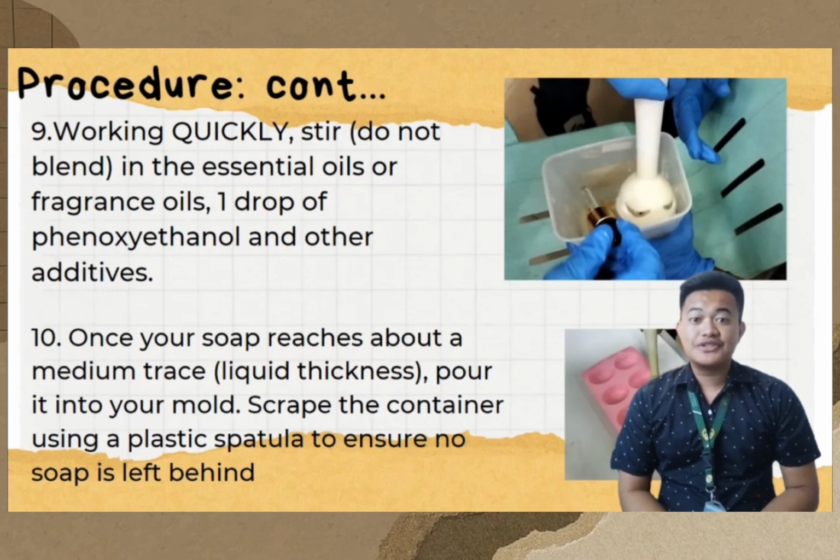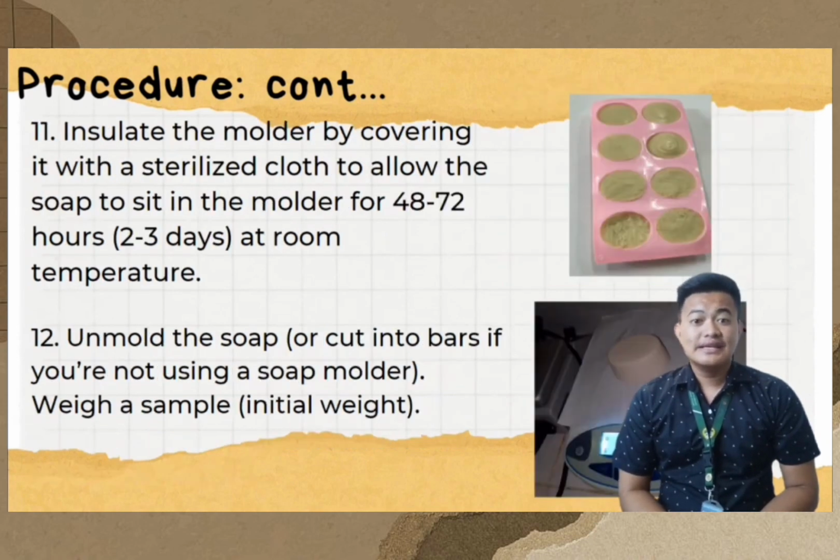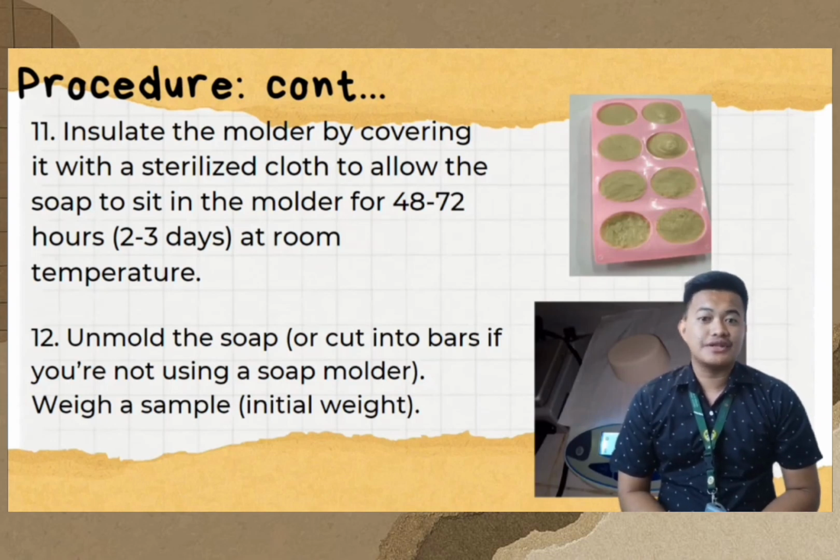Next, once your soap reaches about a medium trace, the liquid thickness, pour it into your mold, scraping the container using a plastic spatula to ensure no soap is left behind. Tap the molds on your table or counter to release any air bubbles. The next step is to insulate the mold by covering it with a sterilized cloth to allow the soap to sit in the mold for 48 to 72 hours, or 2 to 3 days, at room temperature.